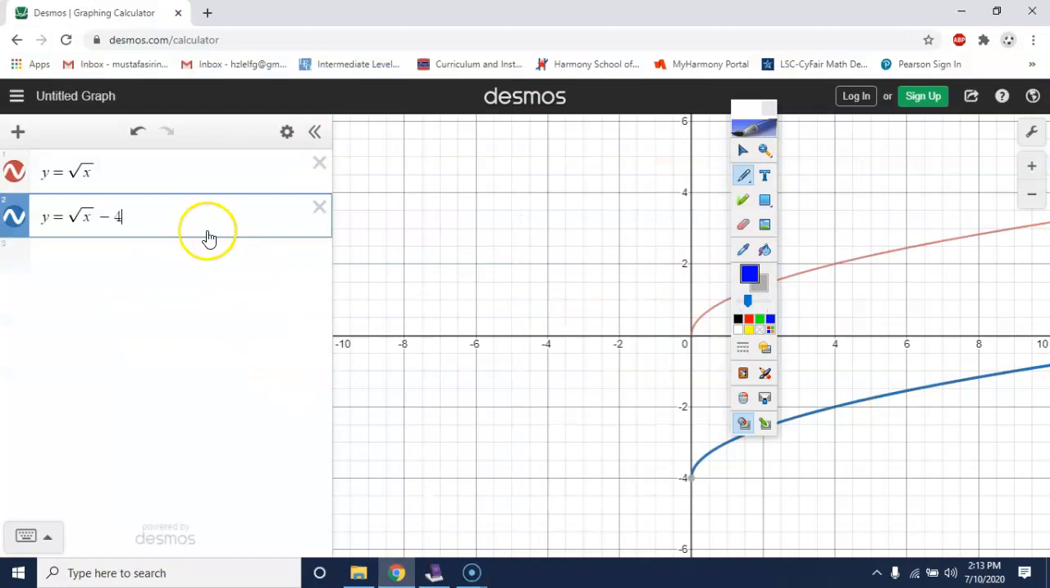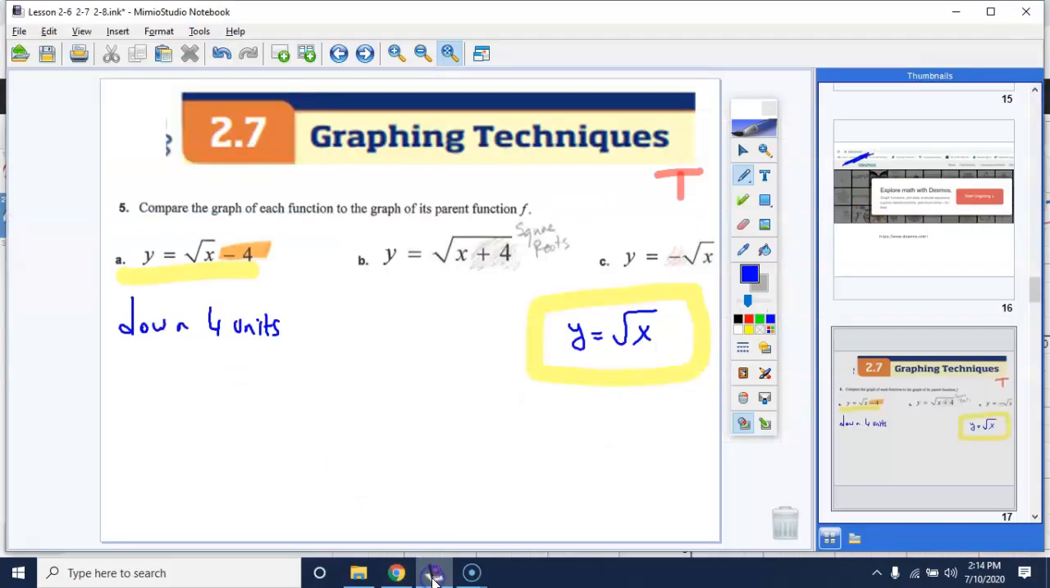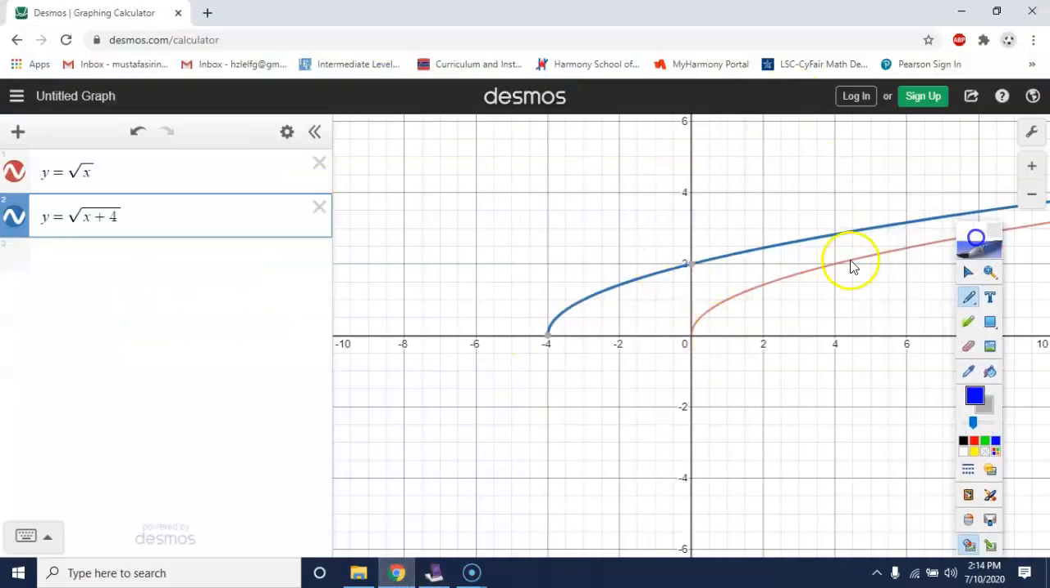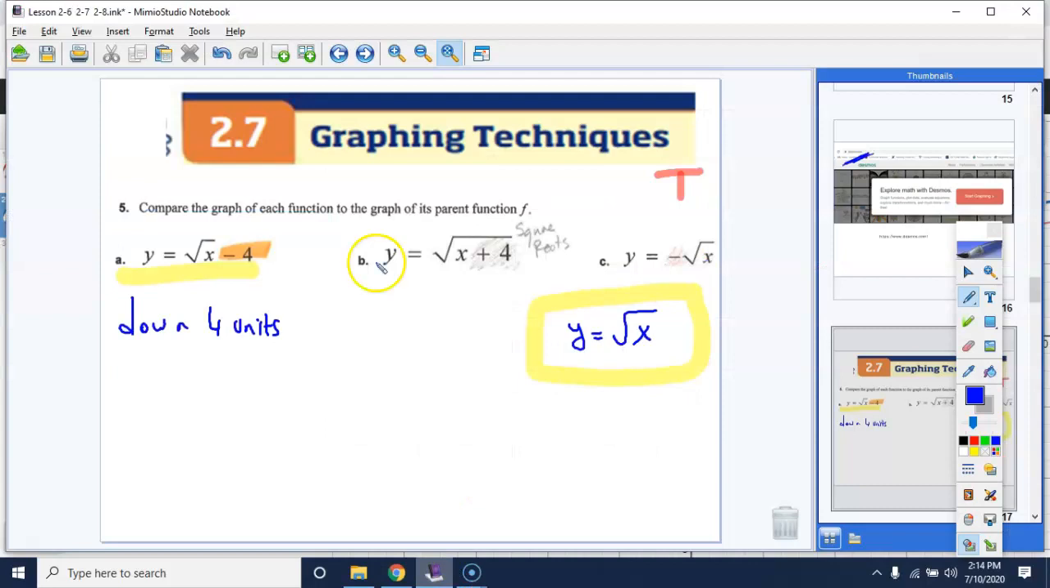If we have a look at the second one, let's graph the other one. Square root of x plus 4, right? Check. Yes. As you see what happened here, this is my original one and that's the other one. So it moved left, right? So I'm going to say B should be moved left 4 units. That's the transformation that happened there.